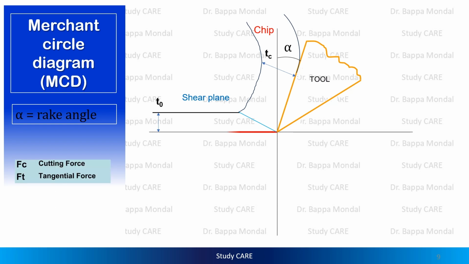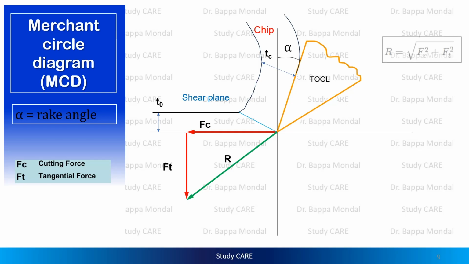Now draw the Fc line, which represents the cutting force. From the end of Fc, draw a perpendicular line which is Ft. Now join the end of Ft with the center point, that is the resultant force. We know the formula to find the value of R equals root over Fc square plus Ft square.